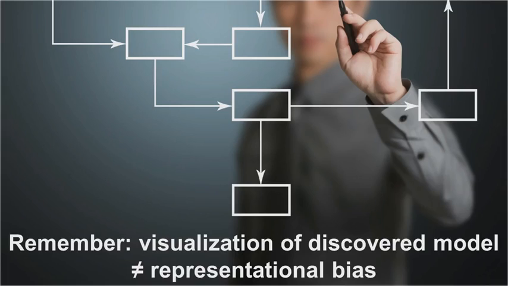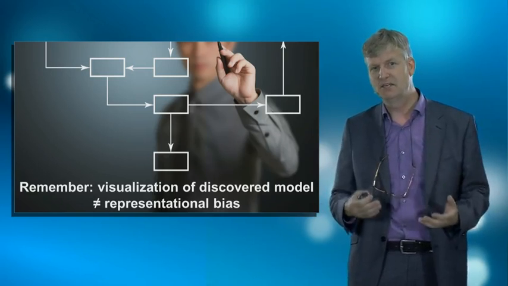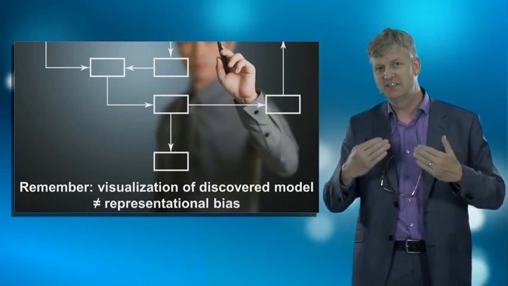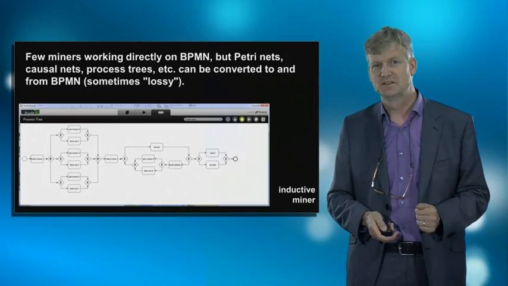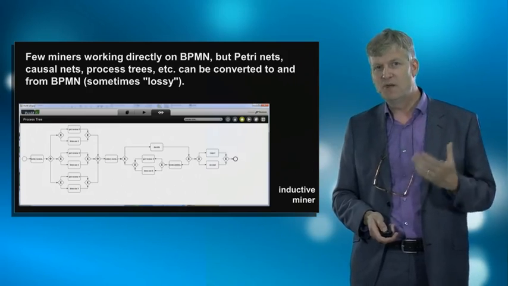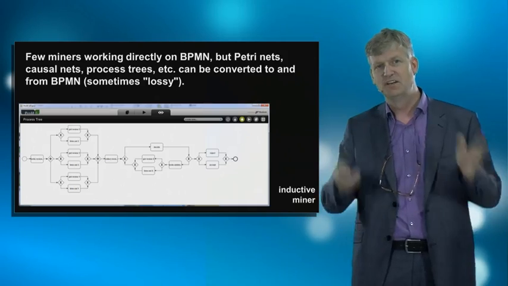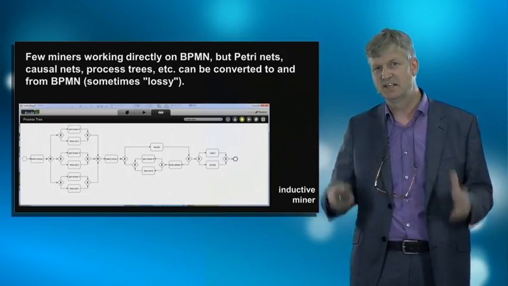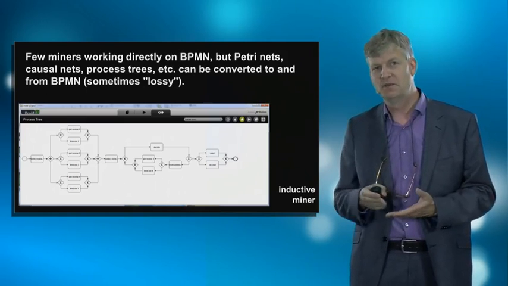What I stressed already before is that visualization of the discovered models is different from the representational bias. So often we convert to a BPMN model to make a model that people would like to see, and it is unrelated to the representations that are used internally by the process discovery techniques. There are a few miners that work directly on BPMN models. Most of the miners will discover Petri nets, causal nets, process trees, heuristic nets, and all kinds of other notations that are suitable for process discovery, and only towards the end they are converted to BPMN.